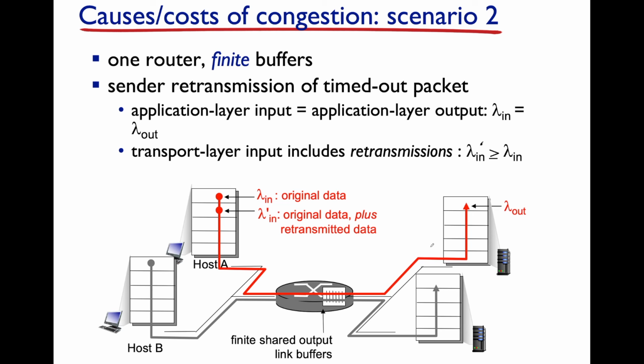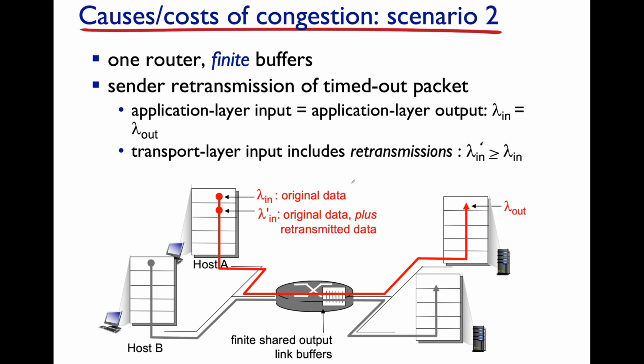And so we have the rate of send into the network by the transport layer, which we call lambda n prime. That includes the original rate lambda n from the application layer plus the retransmits. And so it is necessarily the case that lambda n prime, the rate at which the transport layer pushes data into the network, is greater than or equal to lambda n, the rate at which the application layer above it pushes data into the network, because the transport layer includes the retransmits.